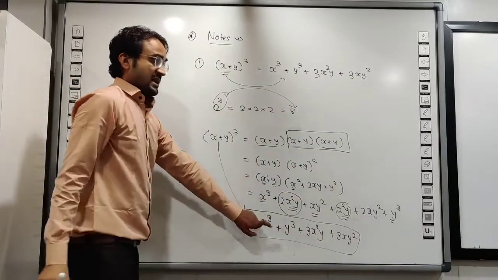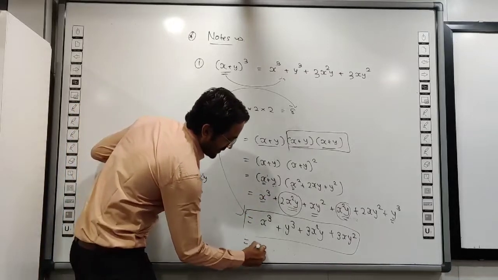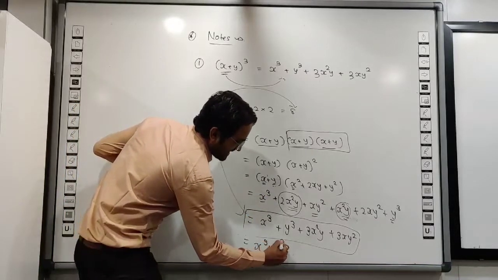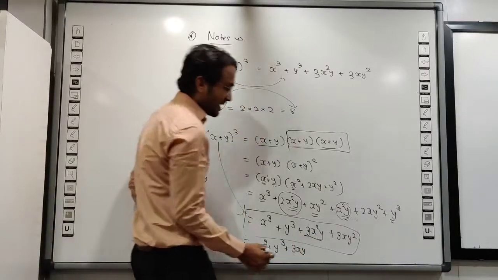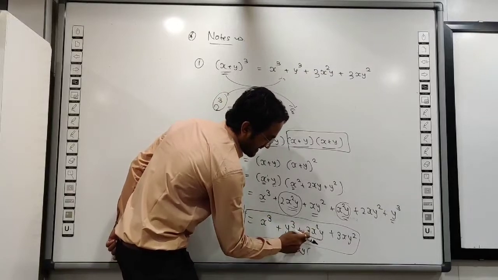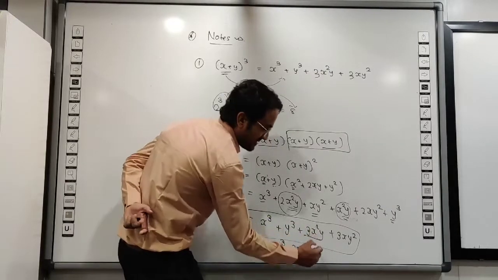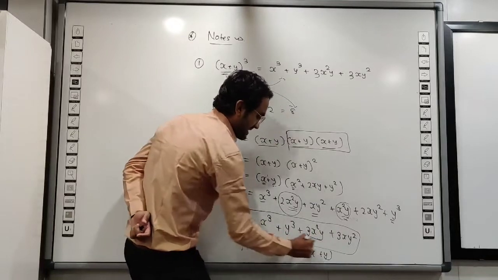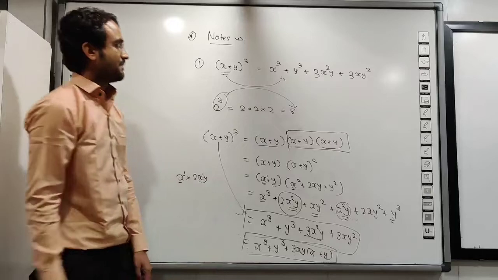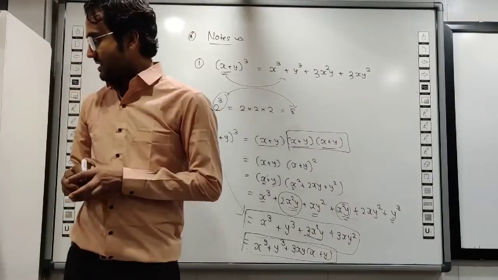This identity you can write in another way also. If you take common, what is common? 3xy. Then what is remaining? 3 is common, from x square one x is taken out, that means x, and here y. So you can write the answer like this. This is the identity you need to remember.